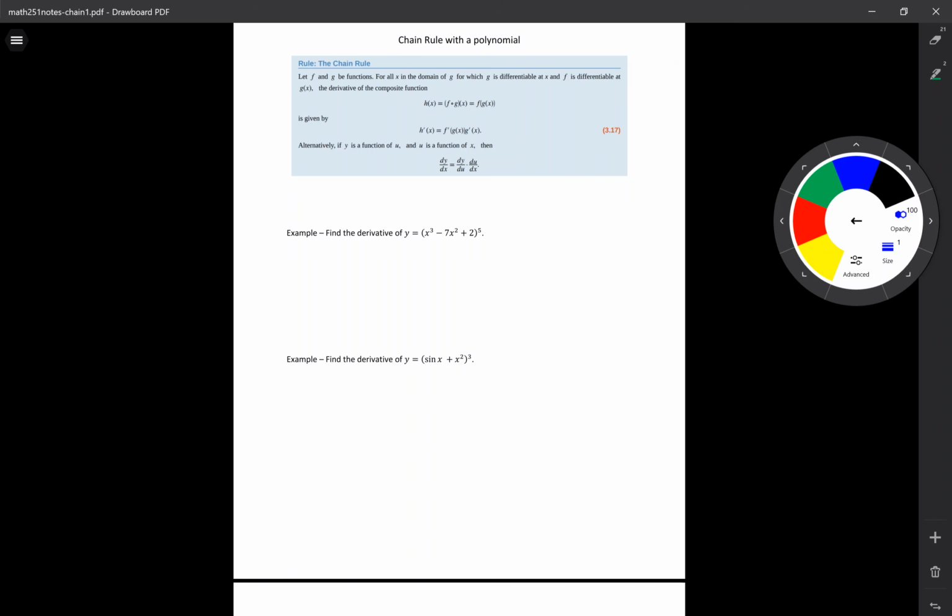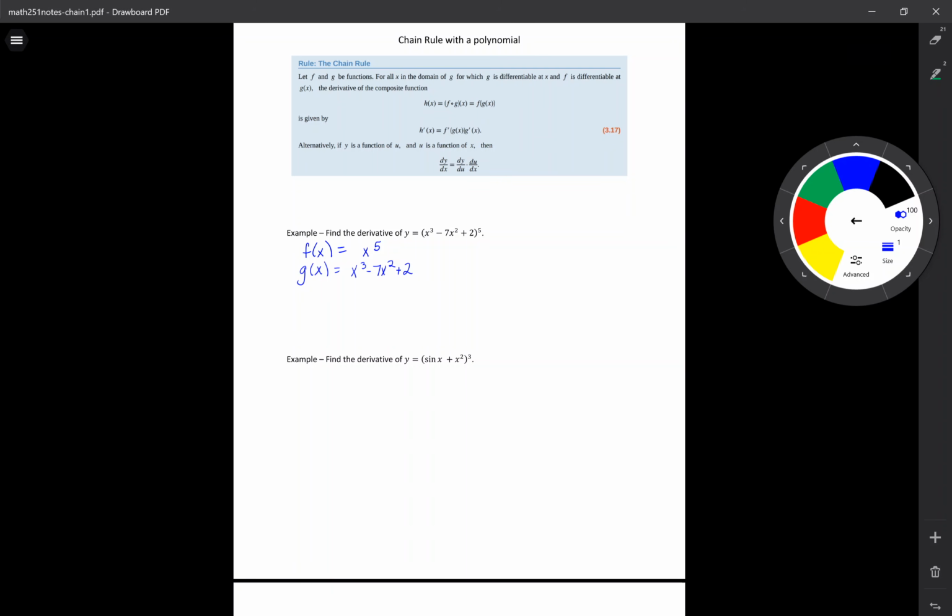So in this first example, we want to find the derivative of y equals x cubed minus 7x squared plus 2, all of this raised to the power of 5. So what is our outer function f? Well, f of x is equal to x to the power of 5. But what does this x mean right here? Well, basically this x is acting as a placeholder for our function g. So our function g of x is the inside stuff, which is x cubed minus 7x squared plus 2.